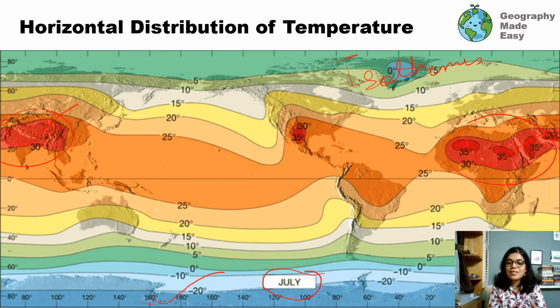So for this reason, we see that wherever there is the presence of landmass, the landmass influences the temperature in that area. That means it makes the surface hotter, and when we have the oceans and the seas, the surface temperature is cooler.